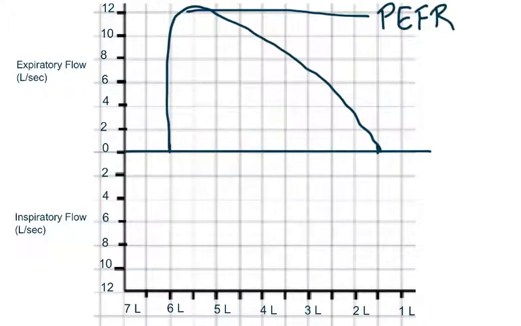Now the patient breathes in, pulling the air from 1.5 liters and filling it up to 6 liters. This is the inspiratory curve. Inspiration is generally a slower process than expiration. That's why there is a difference in the shape of their curves.